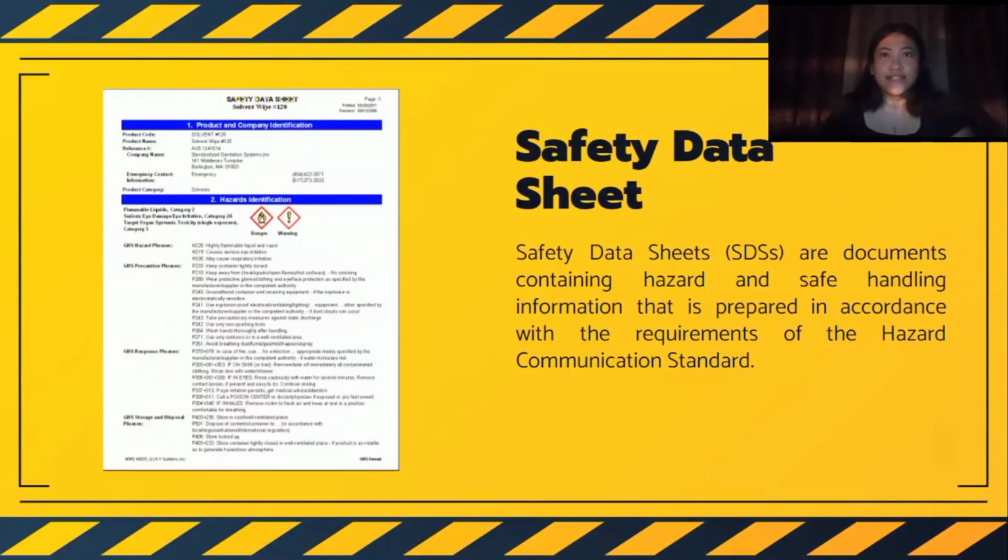Safety data sheets. Safety data sheets are documents containing hazard and safe handling information that is prepared in accordance with the requirements of the Hazard Communication Standard. The SDS help us to conduct chemical risk assessment around the workplace and ensure that each area is safe for work. In accordance with the Globally Harmonized System, or the GHS, for classification and labeling, safety data sheets should contain a predefined set of sections with specific information.